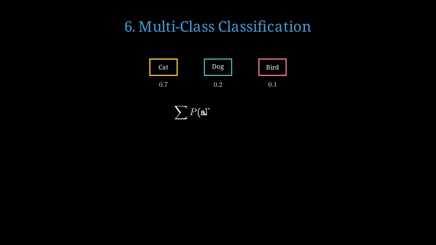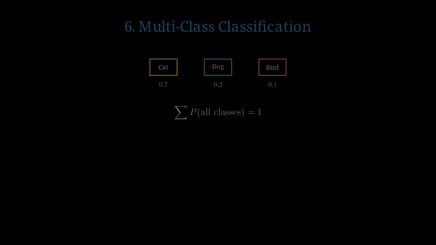For more than two classes, we extend the same idea. For multiple classes like cat, dog, or bird, the model outputs a probability for each class, and we choose the one with the highest probability. These probabilities sum to 1, ensuring a valid probability distribution across all possible classes.